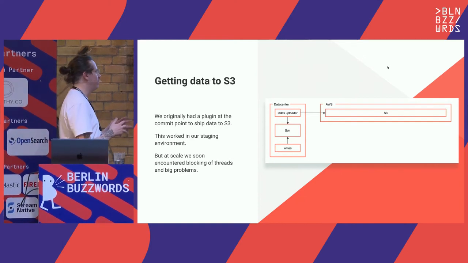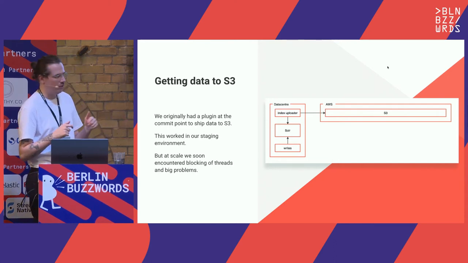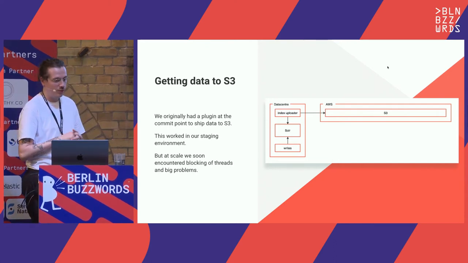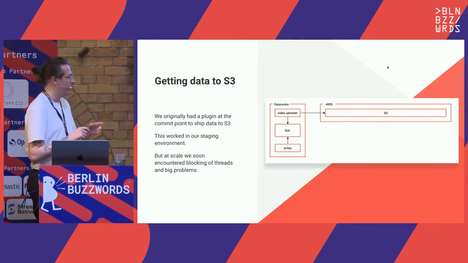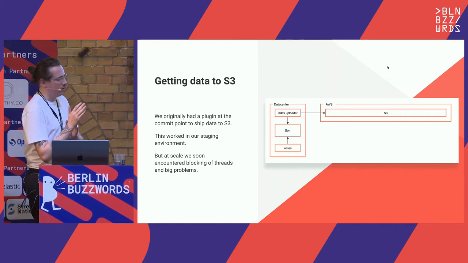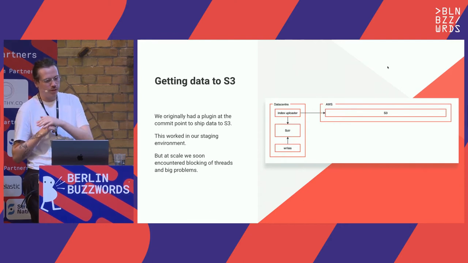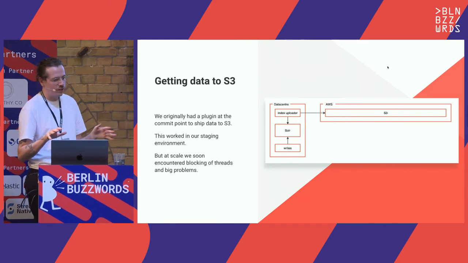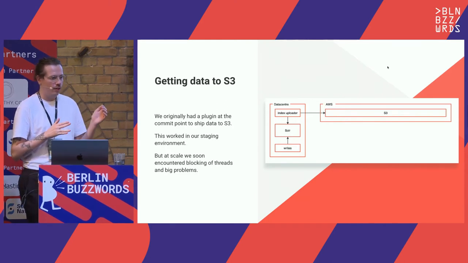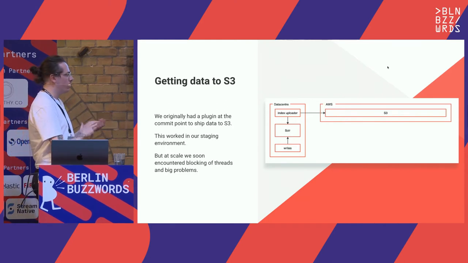Originally, I built a plugin at the point of commit to push this data to S3. And this worked locally and on staging. But then as we scaled up, we encountered lots of blocked threads and just a cascading set of problems. So we scrapped this, and we leaned back on the quick search product.